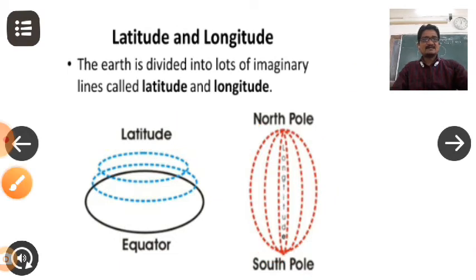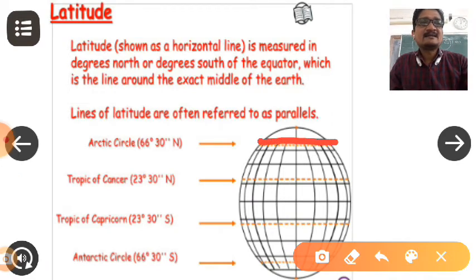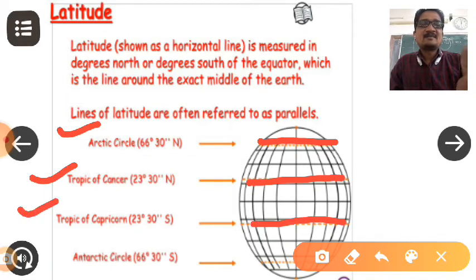The North Pole and South Pole are given here. Then latitude, shown as a horizontal line, is measured in degrees north or degrees south of the equator, which is the line around the exact middle of the earth. Equator, we know that. This line is the Arctic Circle. This is the Tropic of Cancer. This is the Tropic of Capricorn.